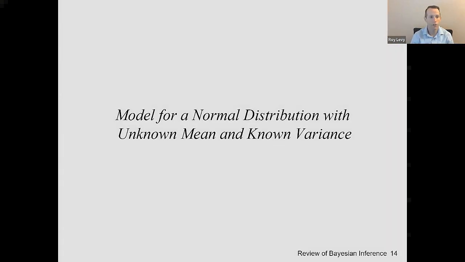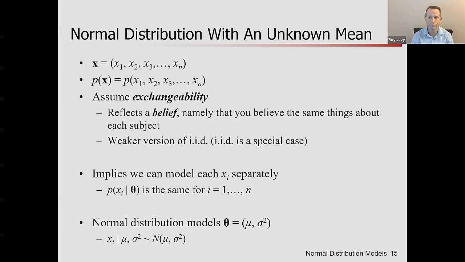Let's start with the situation where we have a normal distribution and we don't know the mean. Let's suppose right now we know the variance. Pretend we know the variance. The only thing we don't know is the mean of the distribution. And we have some data X. And this bold X stands for this collection of data. We have data points from some number of cases or participants or records. And so we have this joint distribution of X.